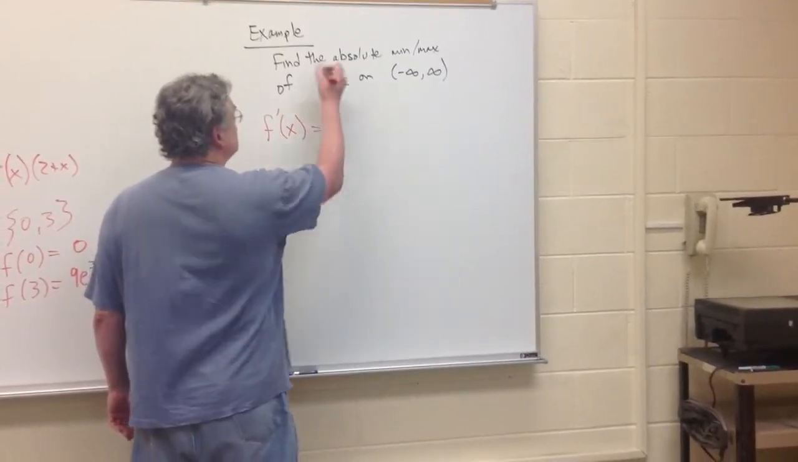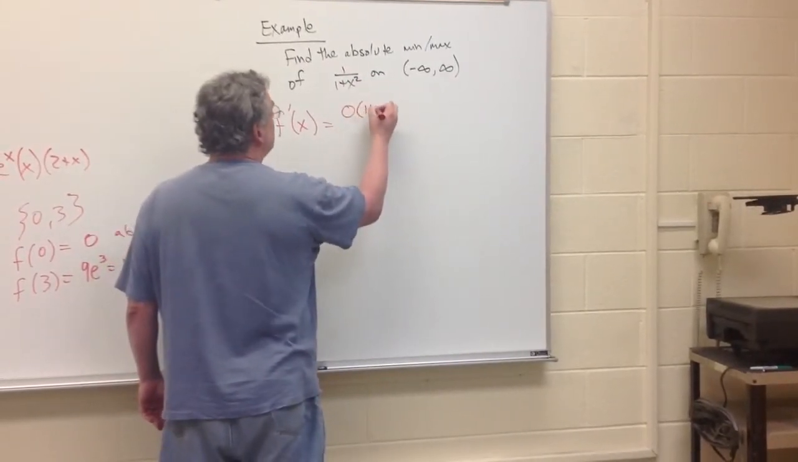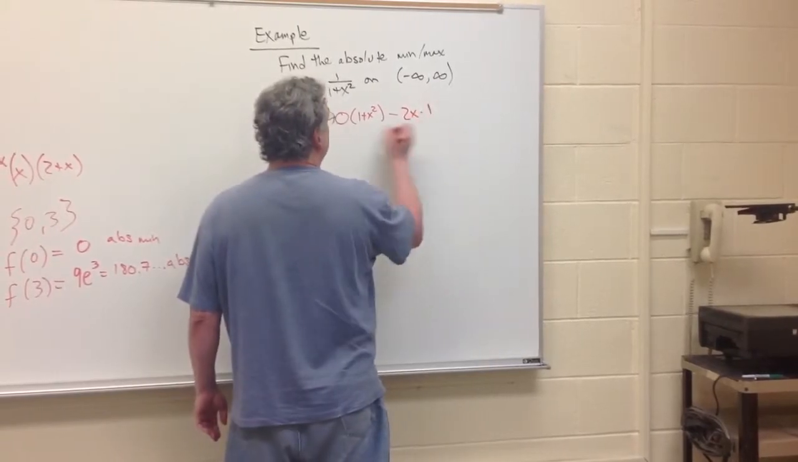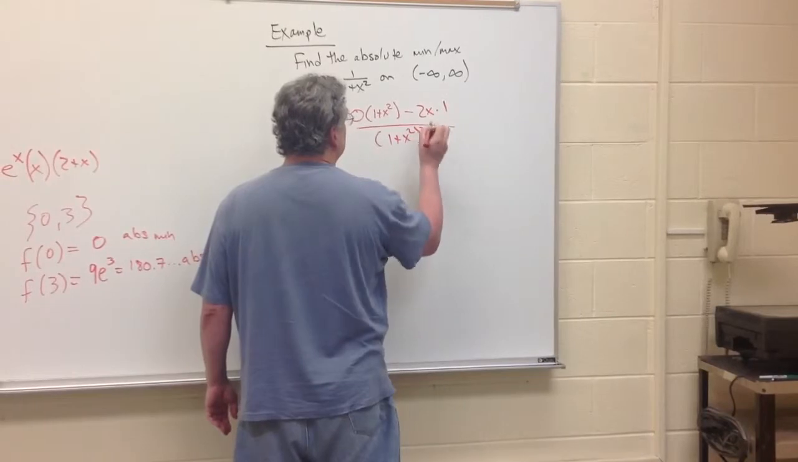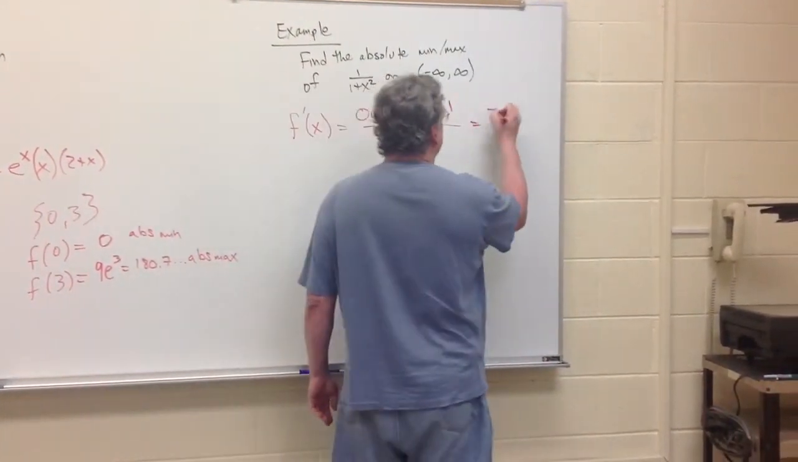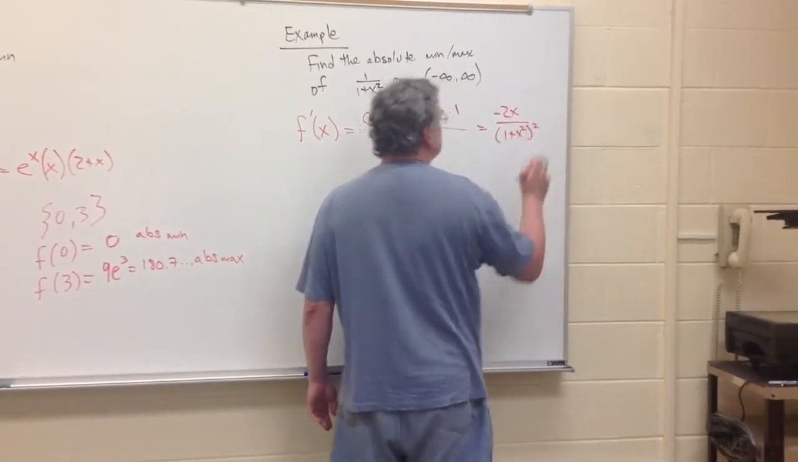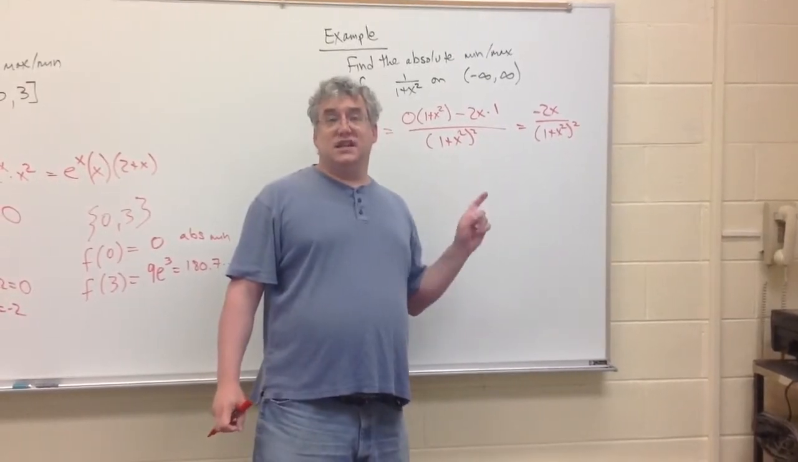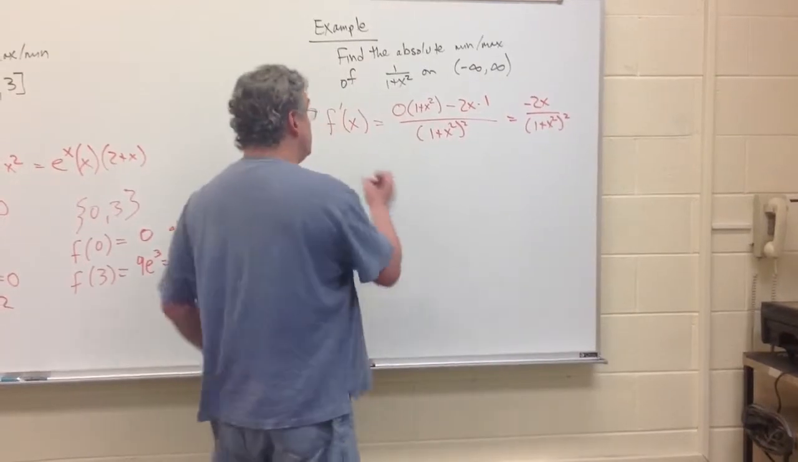What's the derivative of this? Well, quotient rule. Derivative of the top times the bottom minus the derivative of the bottom times the top, all over the bottom squared. 0 times anything is 0. So this is minus 2x over 1 plus x squared, quantity squared. Now, critical points are where this is 0 or doesn't exist. So they're where the top is 0 or where the bottom is 0.